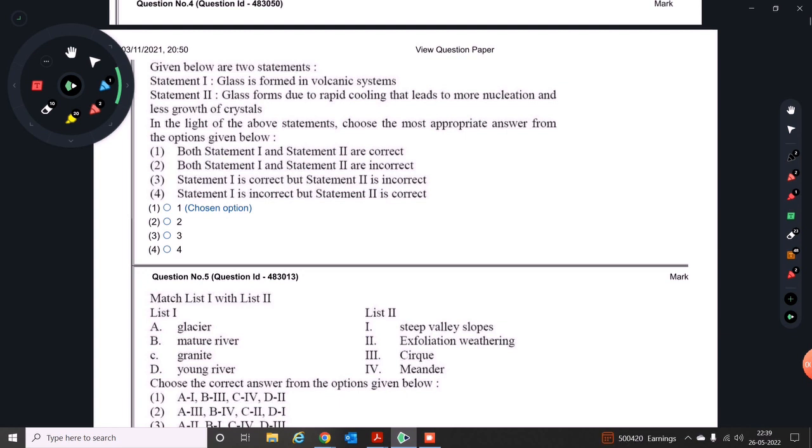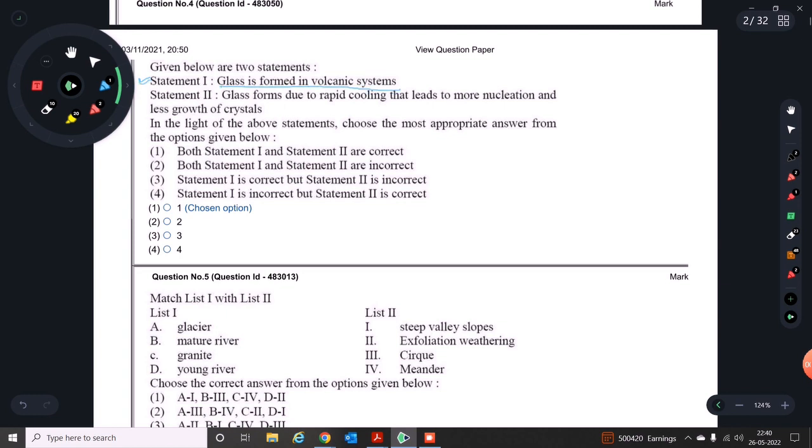Then we have the next question. As given below are 2 statements. Statement 1: glass is formed in volcanic systems. Statement 2: glass forms due to rapid cooling that leads to more nucleation and less growth of crystals. In the light of the above statements, choose the most appropriate answer from the options given below. Here it is not asking about reason, it is just asking which of the 2 statements are correct. If it is correct, then we will go for the first. So we will see each statement one by one.